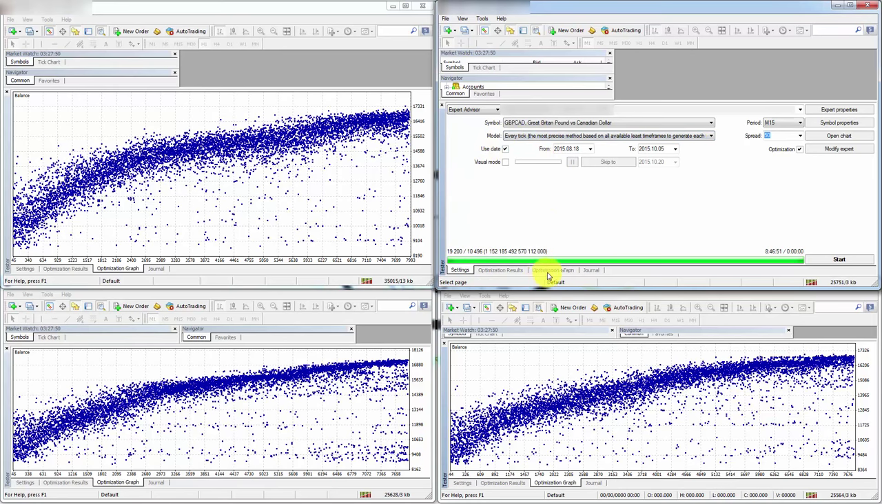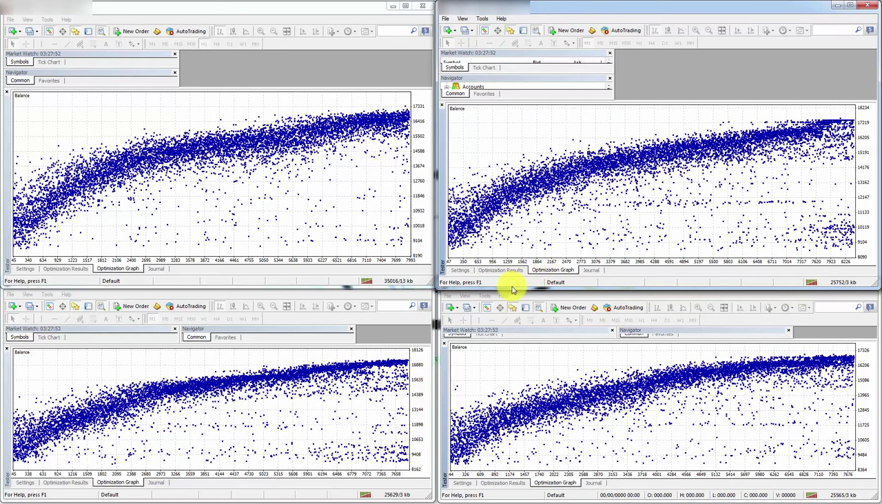And now if I go to the optimization graph, what have I done here? Well, I've actually run four separate optimizations for the same expert advisor, but every single time I've used the genetic algorithm. And what does that allow me to do? Well, let me explain on a picture actually. So why do I run four separate genetic algorithms at the same time? Why don't I just limit myself to one?